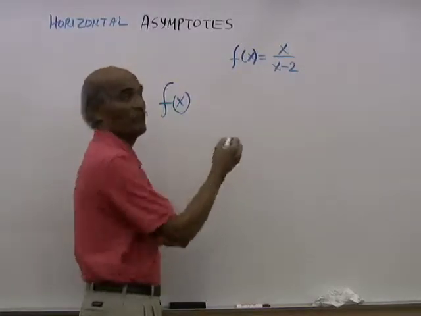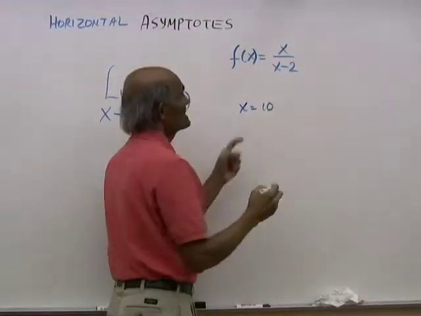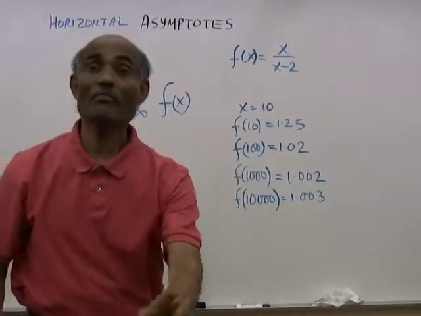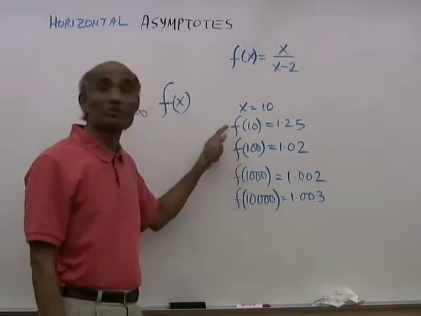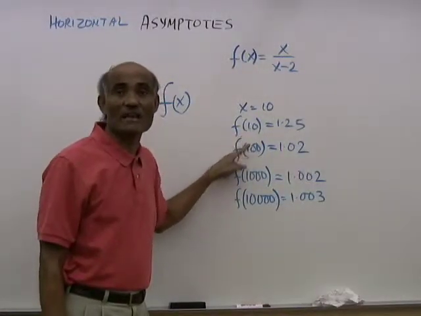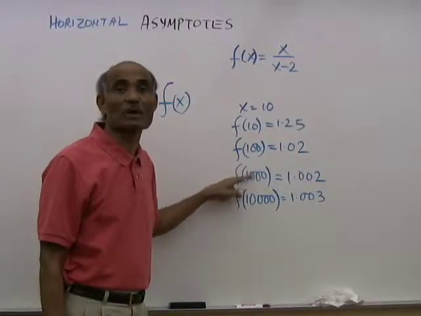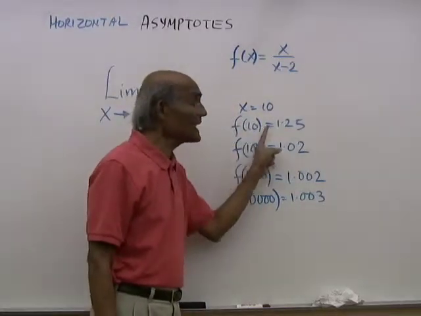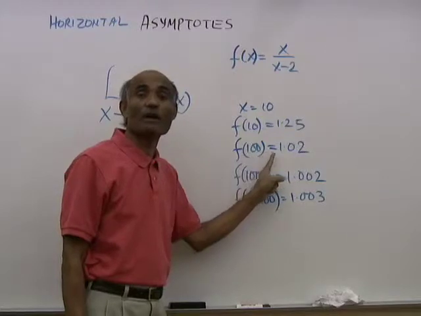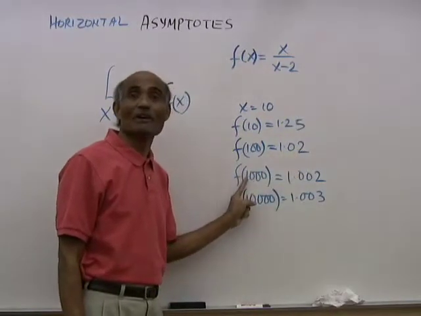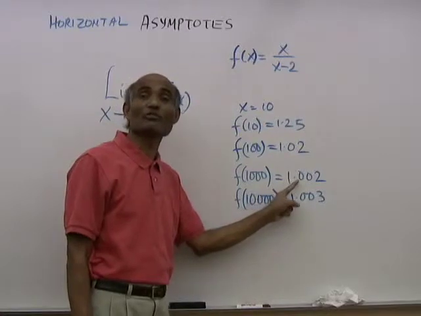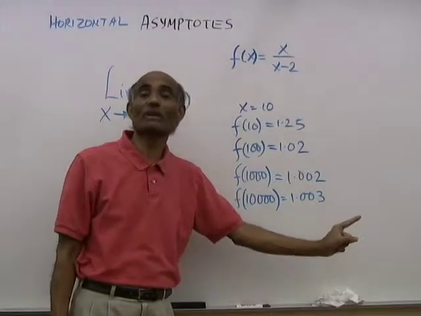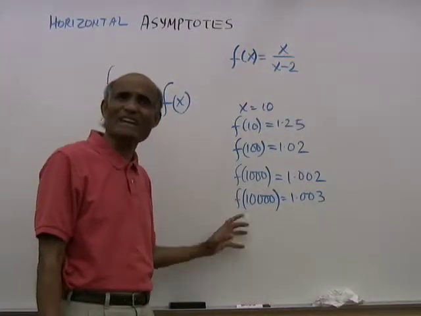All right, let's start by this. Let's put x equal to 10. Tell me, what is the value of this function when x equal to 10? Now, I have found values of the function for x equal to 10, x equal to 100, x equal to 1000, x equal to 10,000. And what you notice, f of 10 is 1.25, f of 100 is 1.02, f of 1000 is 1.002, f of 10,000 is 1.003.